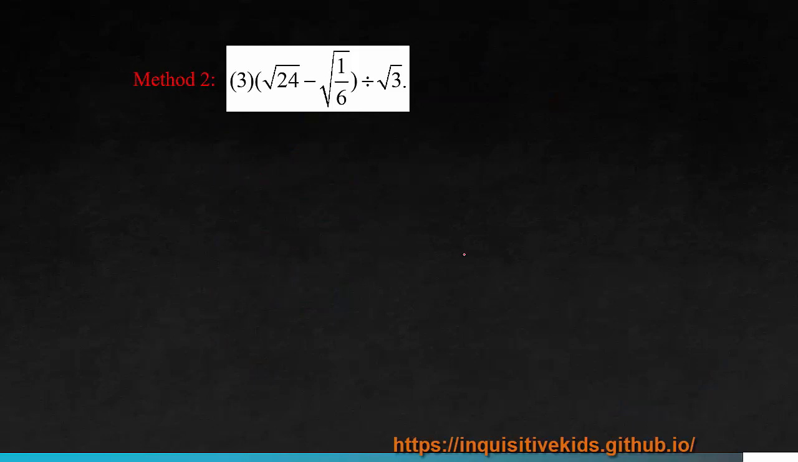Here's method 2 for solving this expression. Instead of first using the distributive property of multiplication, we first simplify what is inside the parentheses. We turn this 24 into a 4 times 6, and we turn this 1/6 into a 1 times 6 over 6 times 6. We multiply the 6 over 6 to the top and bottom. We simplify this first term up to get 2 times the arithmetic square root of 6. And we take the arithmetic square root of this fraction to get the arithmetic square root of 6 over 6.